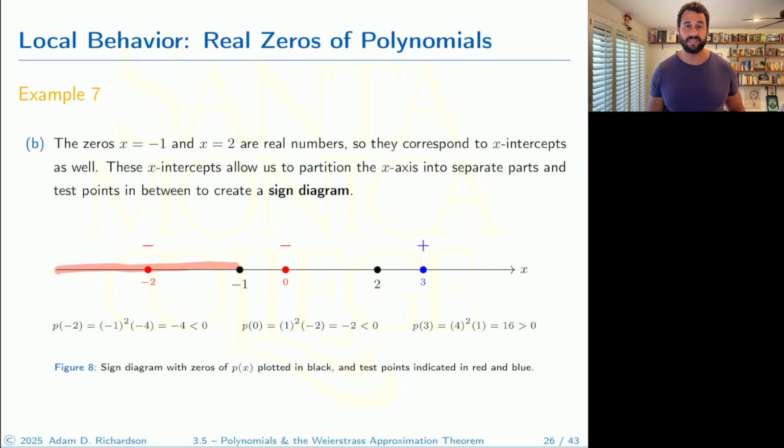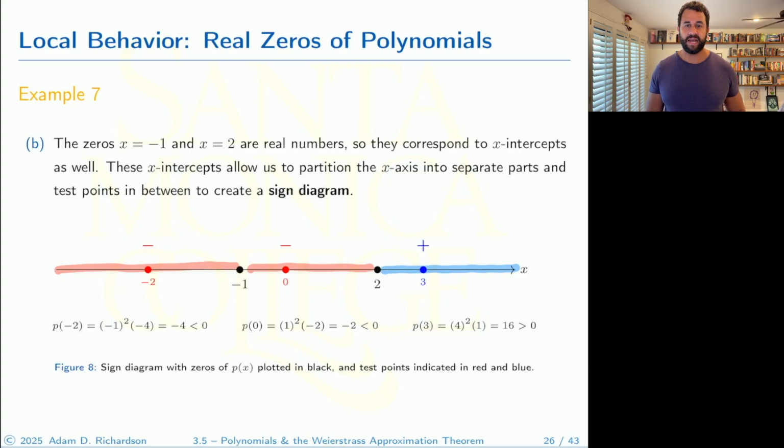Good point to test is 0. So when we plug in 0, well, we already know what that is, right? That was -2. So we've got -2 here. So the graph is below the x-axis still. That's okay. That's totally allowed. Now let's plug in the number 3. And when we plug in the number 3, we get 16, which is positive. So the graph is going to be above the x-axis on this interval right here.